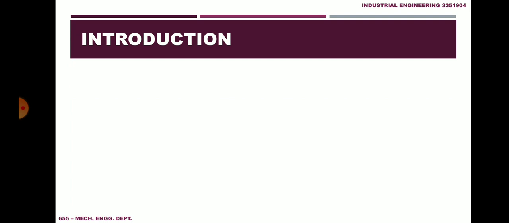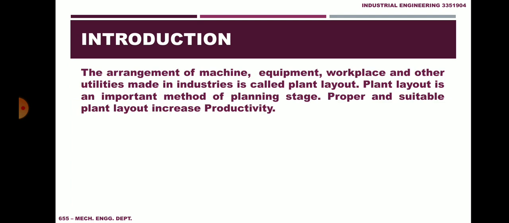So the word indicates layout. Layout means a paper presentation of a building, of a structure, or a home, or a drawing, known as layout. So, what type of facility on that paper presentation is given? The arrangement of machine, equipment, workplace, and other utilities made in industries is called plant layout.